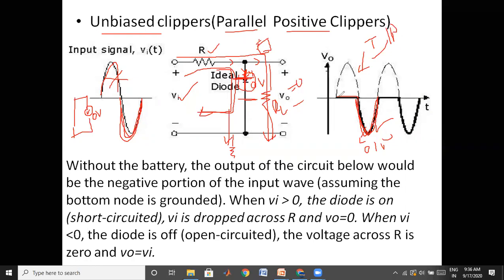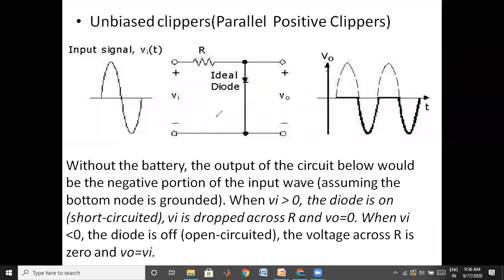In the positive cycle we get zero voltage. In the negative cycle, whatever the input, we get the same as the output. In the positive cycle, again we get zero output. This is our input waveform. Therefore, this is regarding your shunt positive clipper, which cuts the positive waveform.